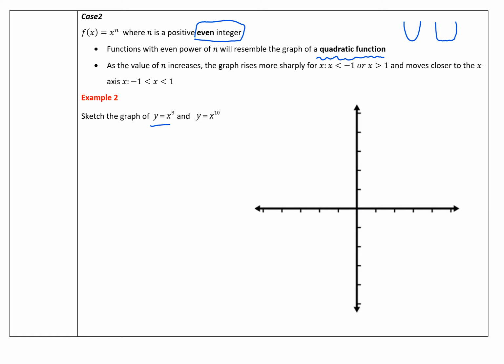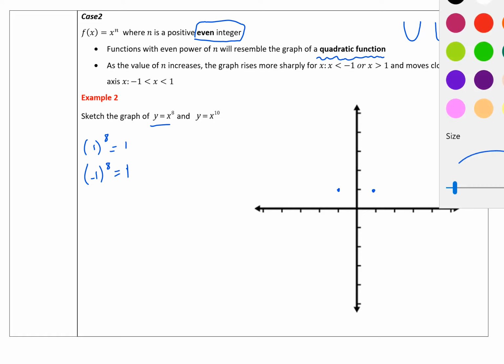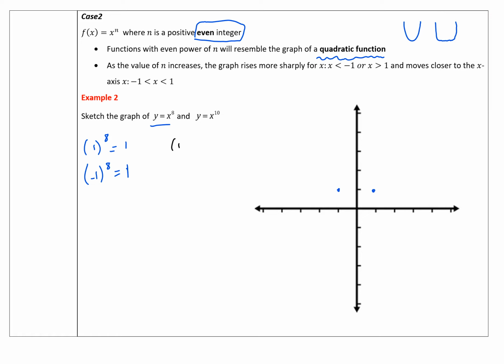Start with my first graph, x to the power of 8. If I choose the value of 1, well, 1 to the power of 8 is 1. And likewise, -1 to the power of 8, being an even function, is also 1. So that means that I've got a point here, 1, 1, and another point there. You've probably seen by now that if I did 1 to the power of 10, it's 1, and -1 to the 10 is also 1. So once again, these represent our points of intersection.